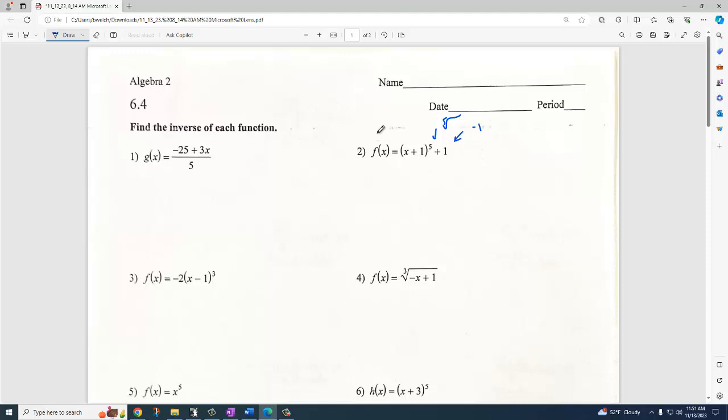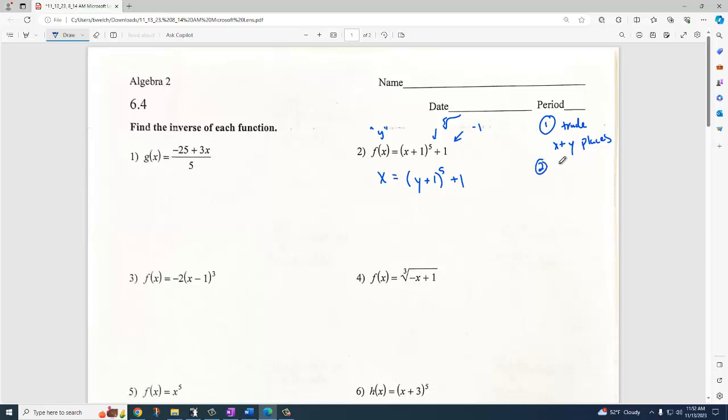To do that, the first thing I need to recognize is that f of x is the same as a y. And so when I go to find an inverse, I'm going to use this phrase. Step one, we're going to trade x and y places. Wherever x is going to become a y, wherever y is going to become an x. So this f of x, which is really a y, is now going to be an x equals. And where I have this x, I'm now going to put a y, plus 1, to the fifth, plus 1. So step one is to trade x and y places.